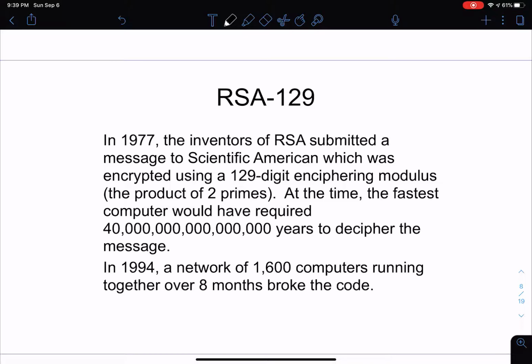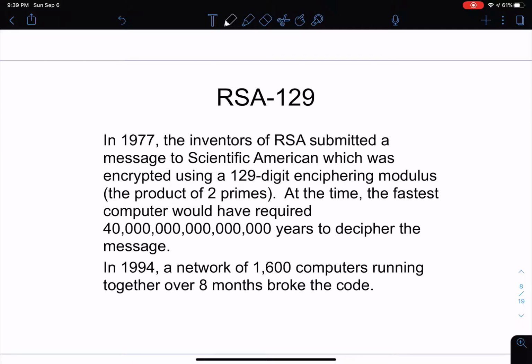But as time went on and as computers got better, it wasn't so secure anymore. In 1994, a network of 1,600 computers broke it within 8 months. So we went from 40 quadrillion years to 8 months to actually break it. So then it became useless. Can't have that happening.